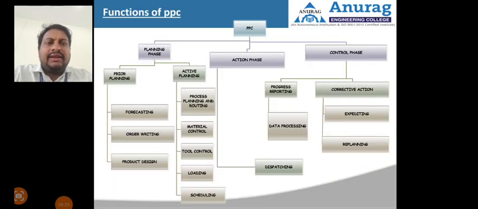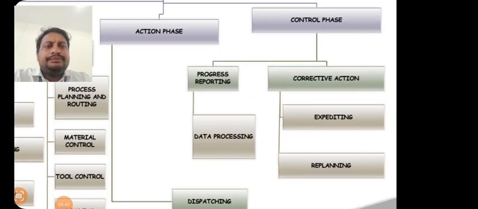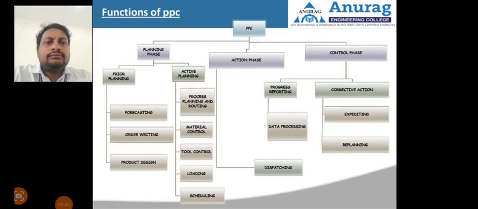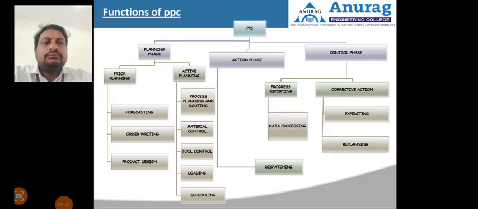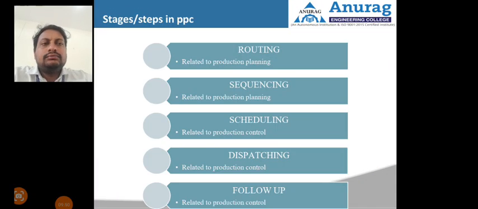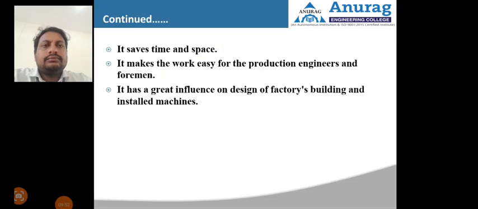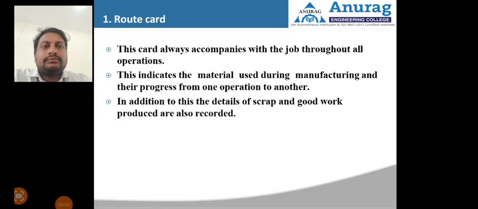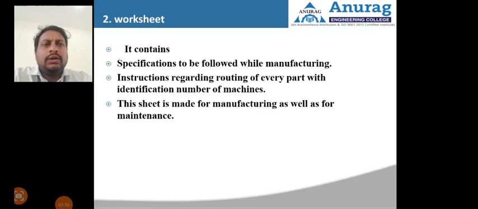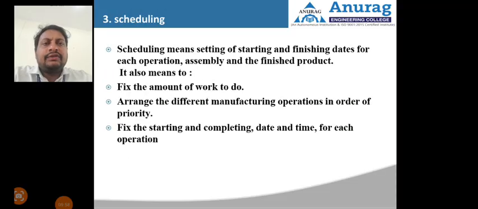So we have a planning phase. In that planning phase we have prior planning and active planning. Then we have an action phase. In the action phase we have dispatching. After that we have a control phase. So these are related to route sheet, sequencing and scheduling.